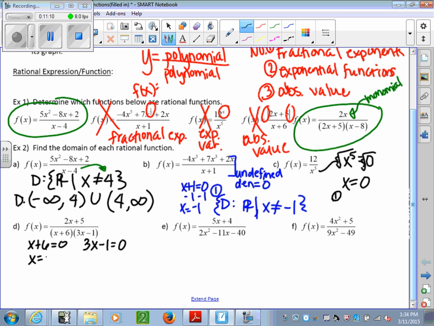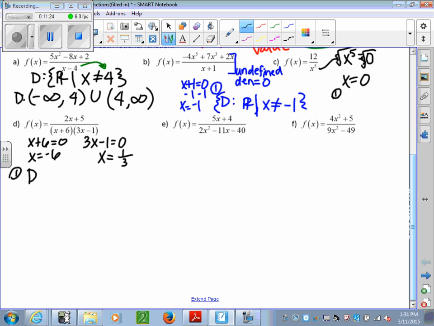This gives me x equals -6. And this one gives me x equals a third. So I also now know my domain. I can figure out two things from where my denominator is undefined. I can figure out my domain, and I can figure out my vertical asymptote. So my domain is all real numbers such that x does not equal where my denominator is undefined, which is -6, and x does not equal 1/3.